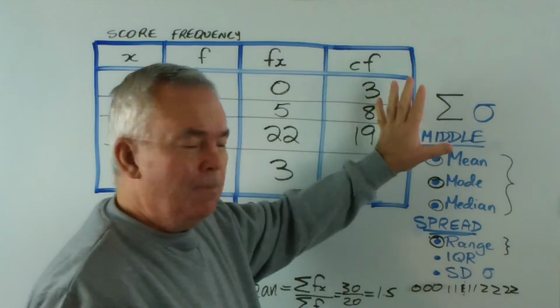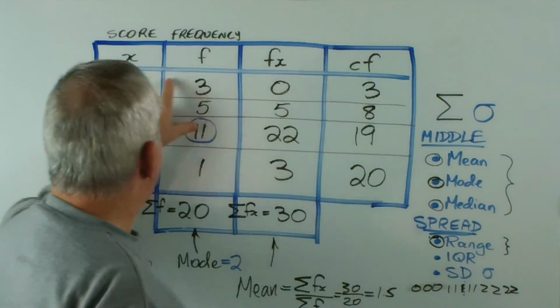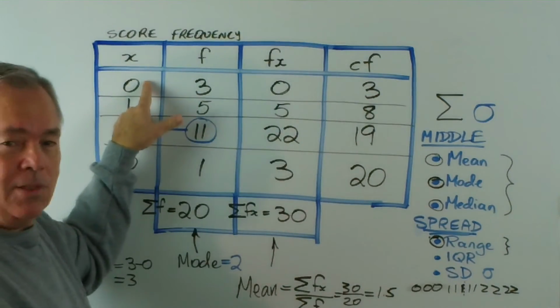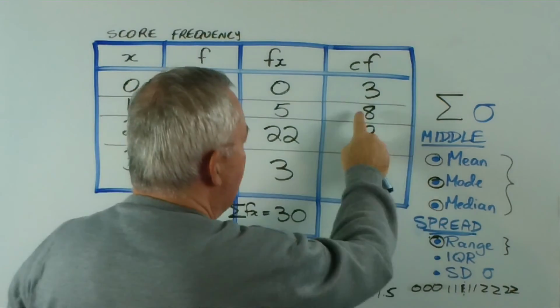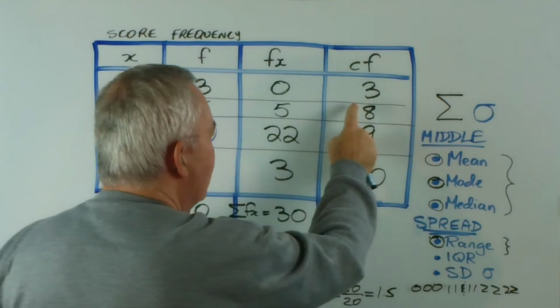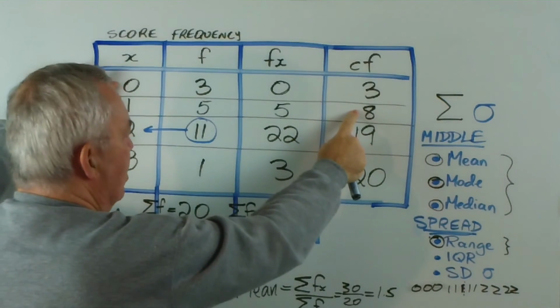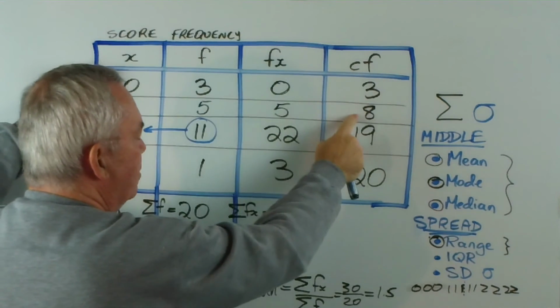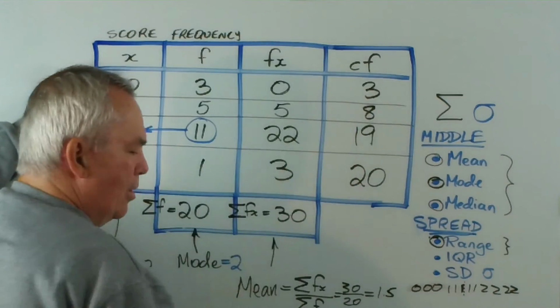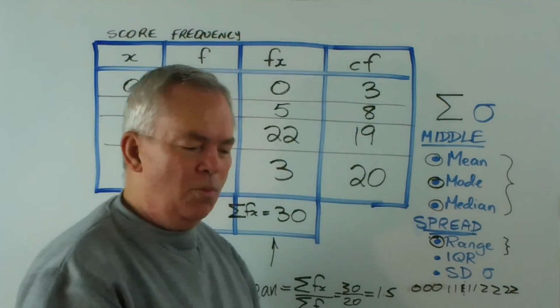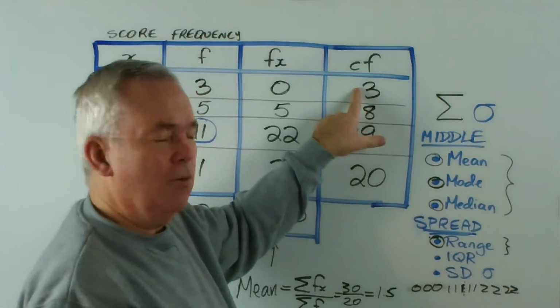What does it mean? Well, it means the first 3 numbers are zeros. That's easy. What does the 8 mean? It means the first 8 numbers are 1s and 0s because we've added these together. So if I ask myself what was the second number, it would be in the first bunch of 3.